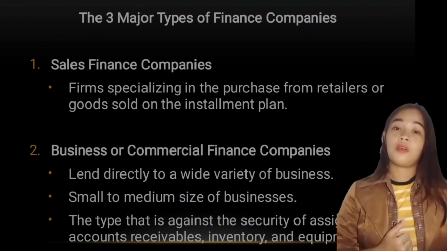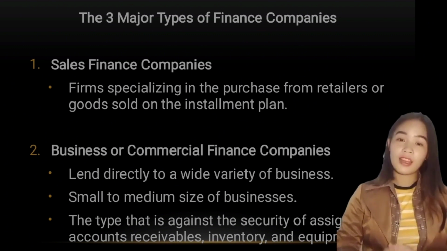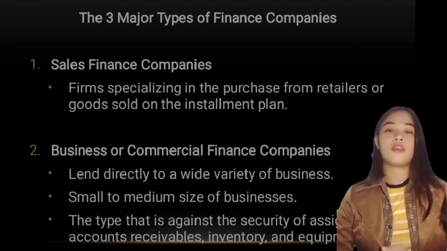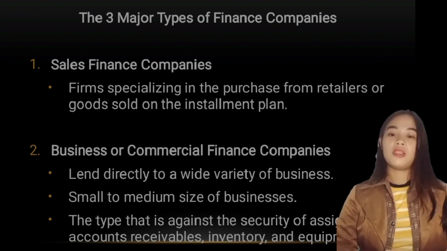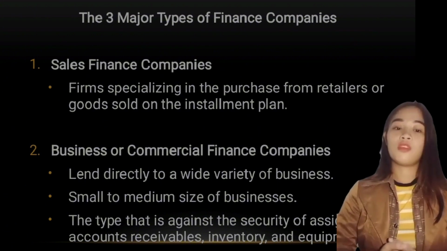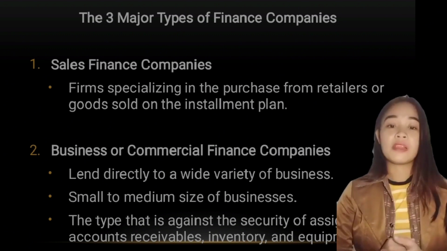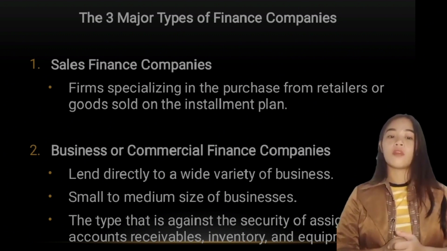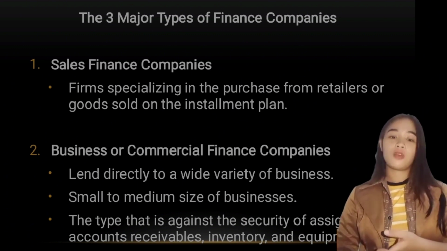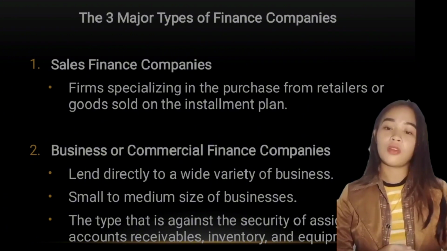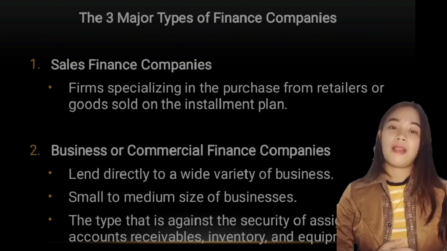First, we will talk about the first type of finance companies, which is the self-finance companies. Self-finance companies are firms specializing in the purchase from retailers of the installment receivables arising out of retail sales of automobiles, household appliances, industrial equipment, farm equipment, and other durable goods sold on the installment payment plan.